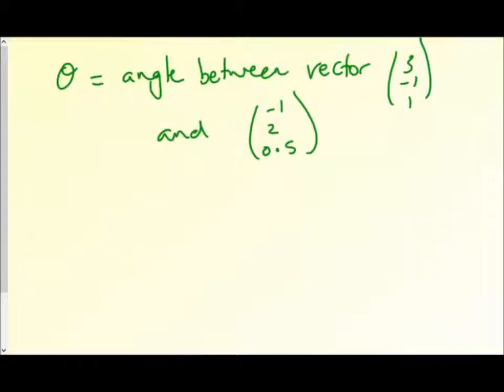Okay, so how do we find the angle between two vectors? Yep, it's the dot product, isn't it? Okay, pause the video, try to do it yourself, and then I'll come back at you with the answer.